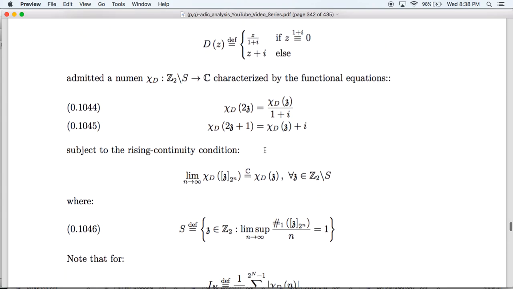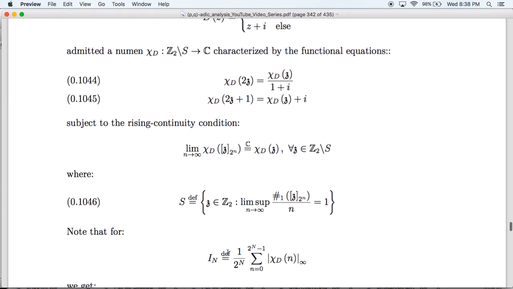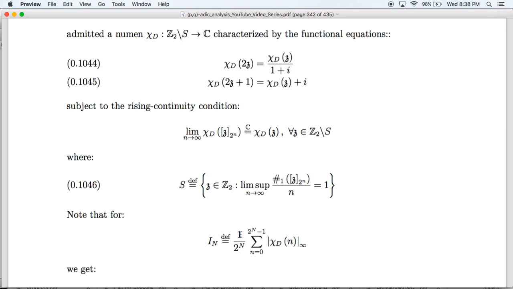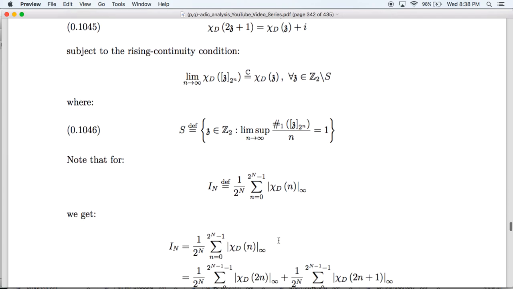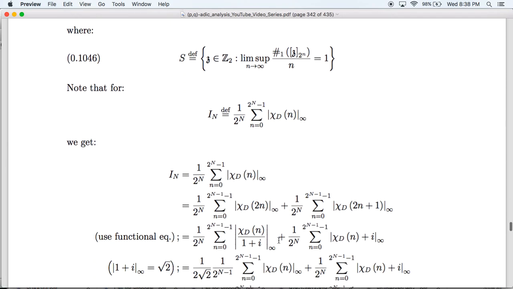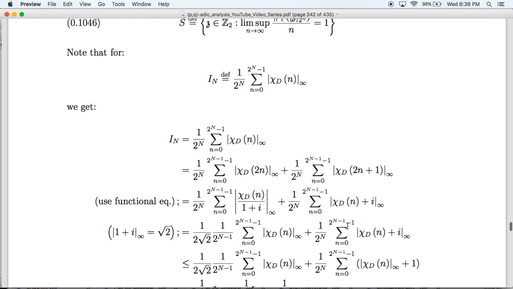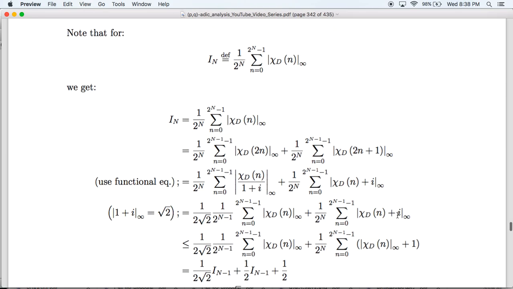Now, we're going to do a little bit more here. We're going to consider I_N to be the average of the complex absolute value of chi_d of n. We are now arguing recursively. I_N is equal to this, and so now we're going to split this sum up into the evens and the odds. We then apply chi_d's functional equation, and here we use the fact that 1 plus i has a complex absolute value of the square root of 2, and then here we just use the triangle inequality.